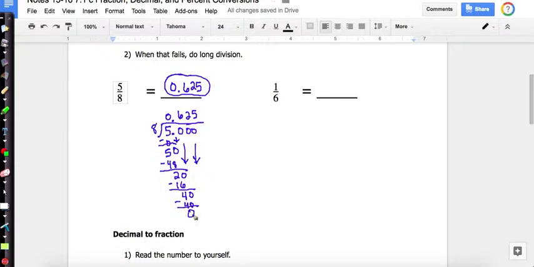Now when we get to comparing, if something doesn't repeat or doesn't end up with a remainder of 0, you can usually stop after you get to the thousandths place. But we'll talk more about that when we get to comparing.